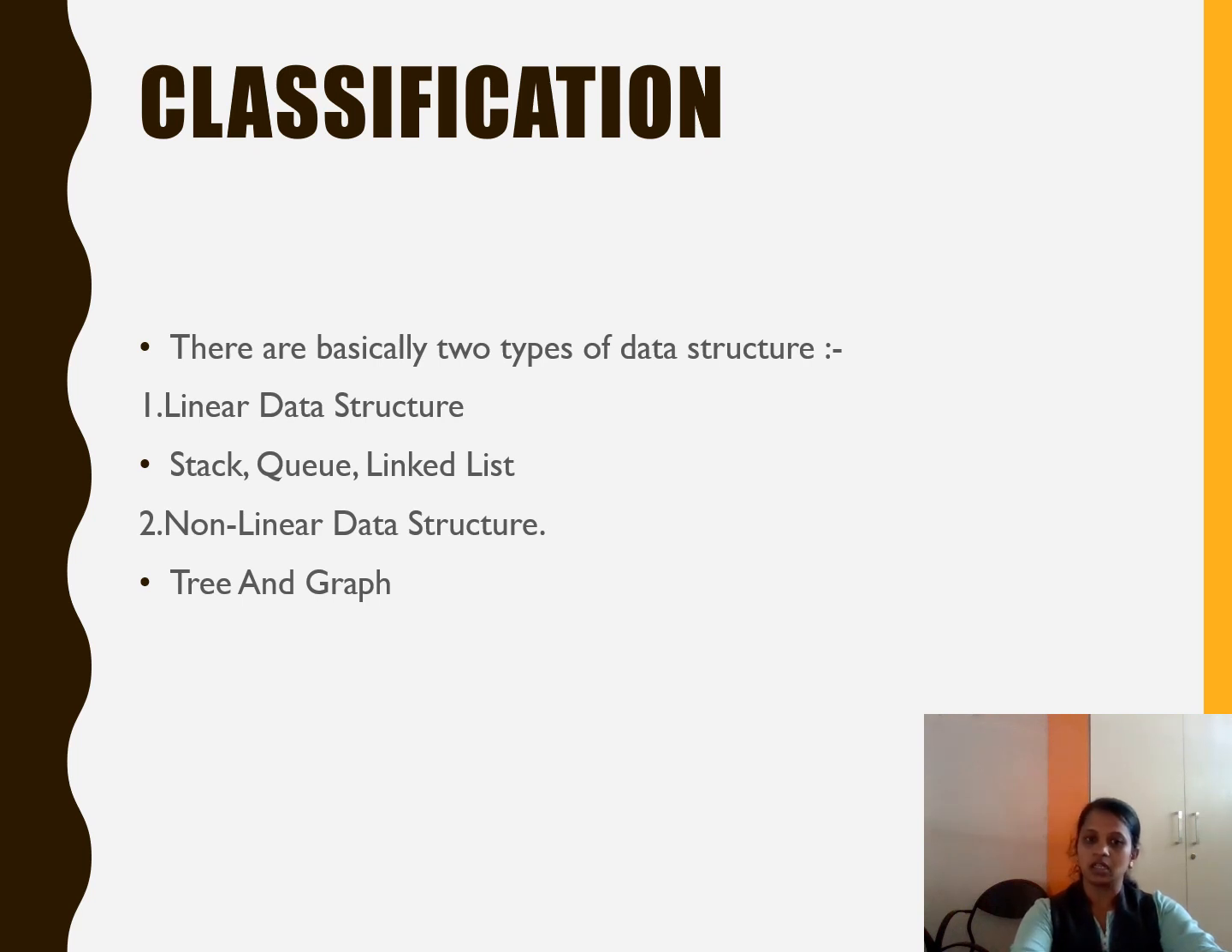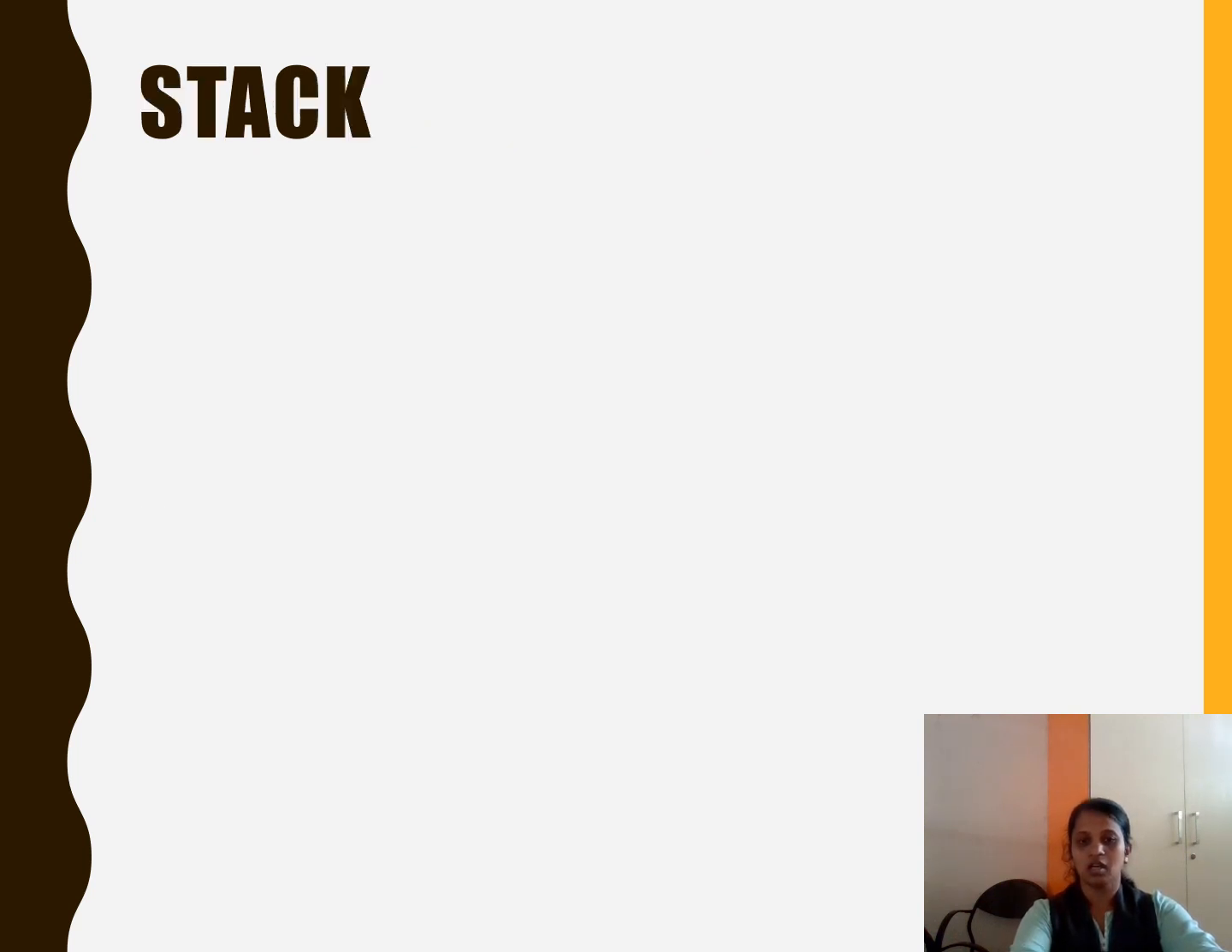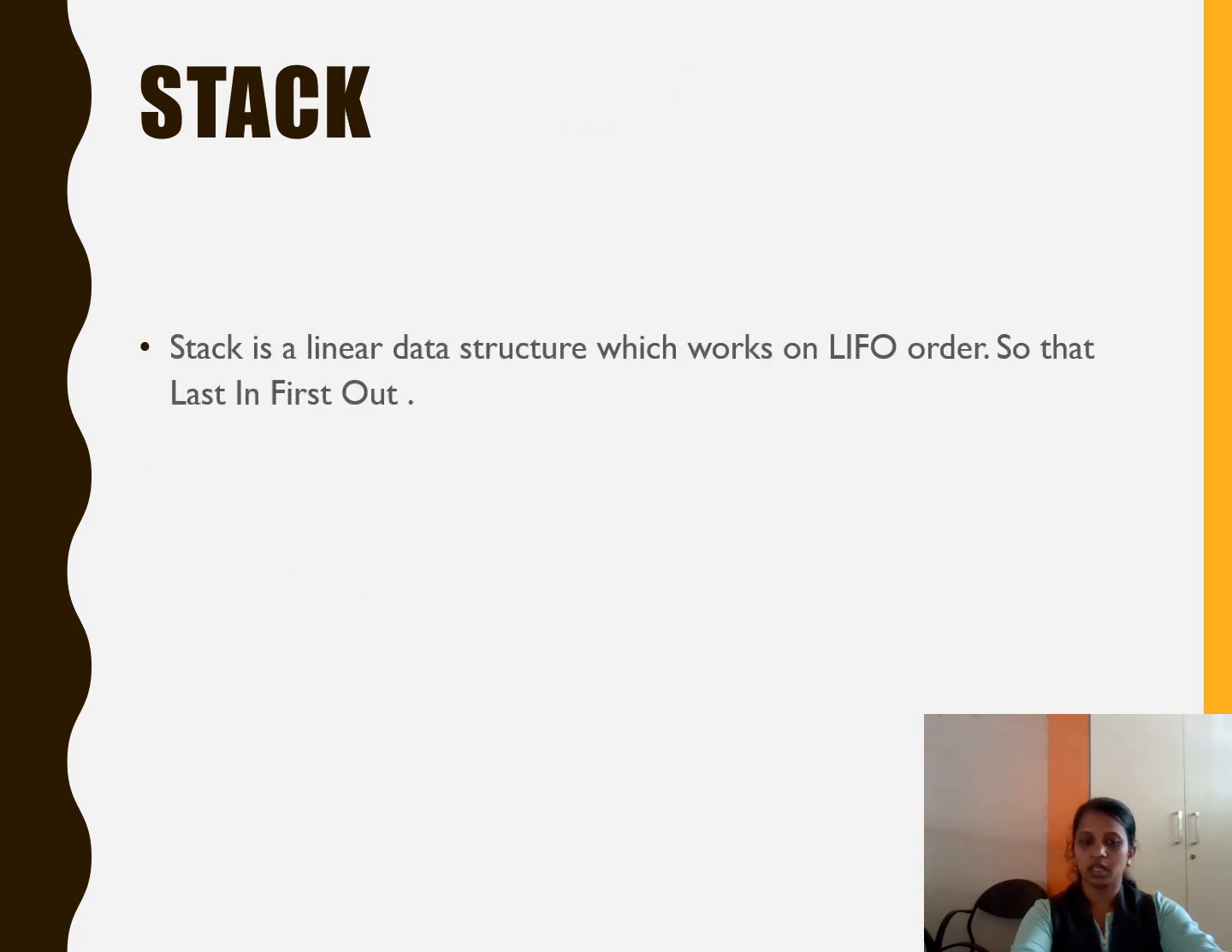So what do you mean by linear data structure? In a linear data structure, the elements are arranged in a sequential manner. In a non-linear data structure, the elements are arranged in a hierarchical manner. So in this session, we'll take a detailed overview of the stack. The stack is a linear data structure which works on the basis of LIFO, that means last in, first out.